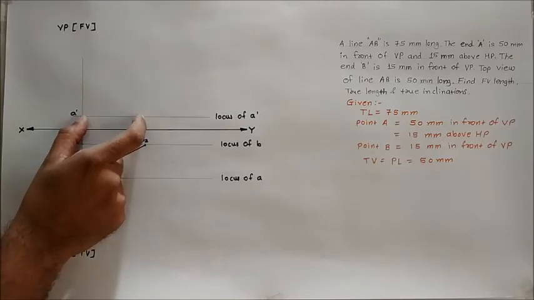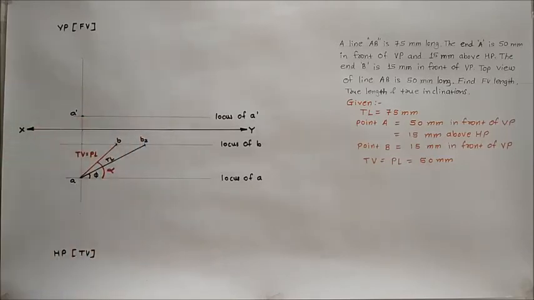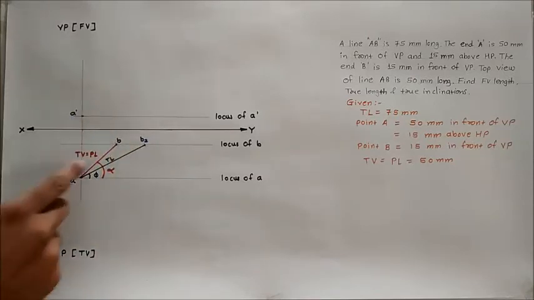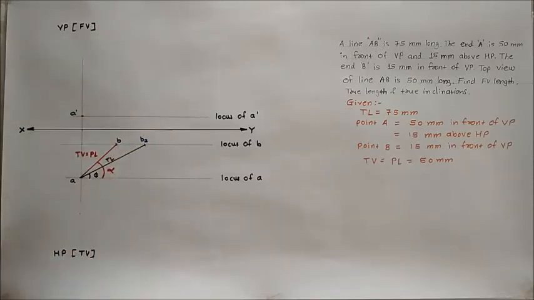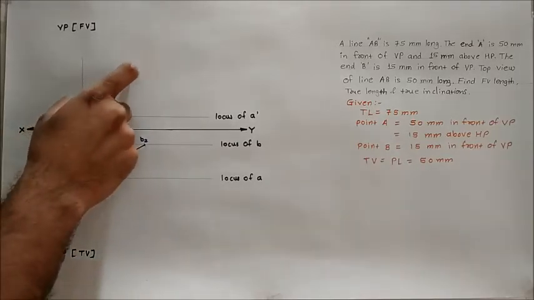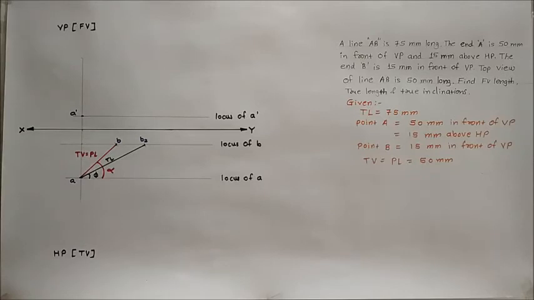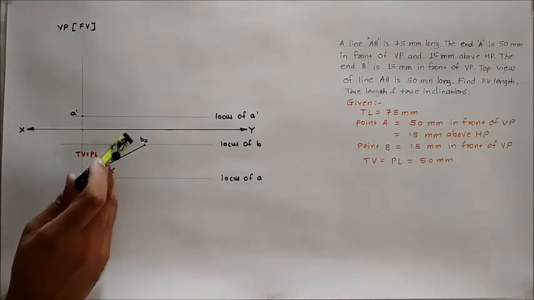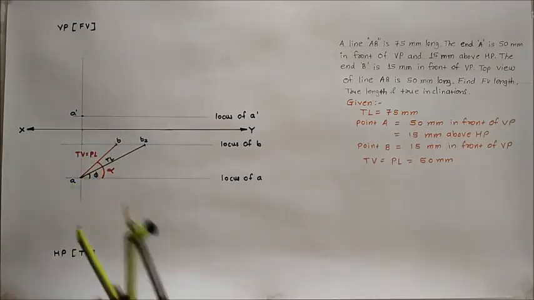Particular distance on the locus of point A dash is elevation length, and by rotating the elevation length till it meets with the projector of point B, you can easily draw the elevation length, and then you can easily plot the true length.